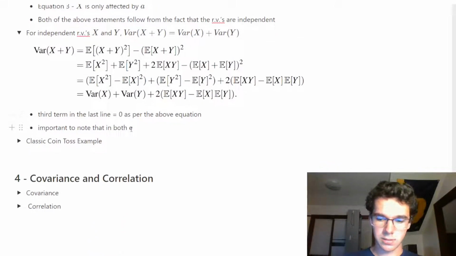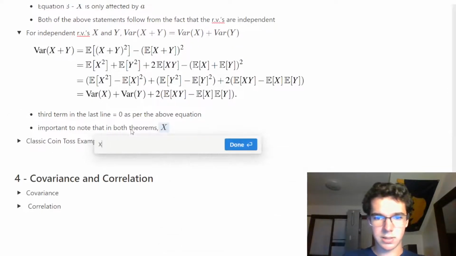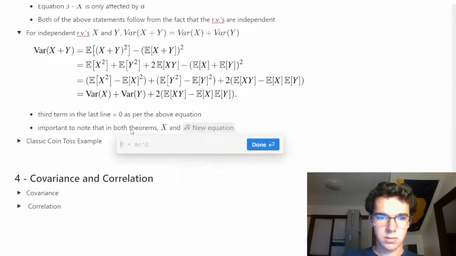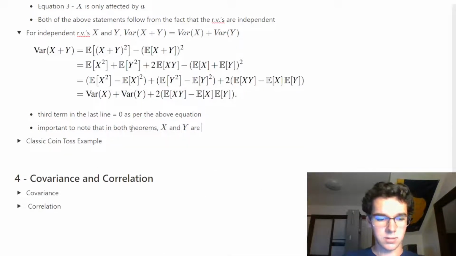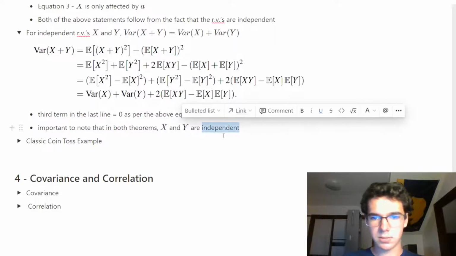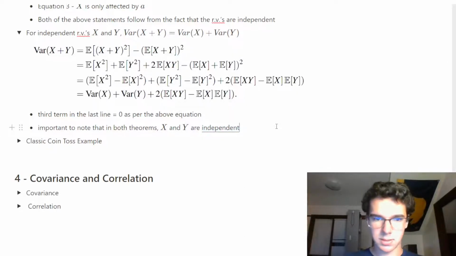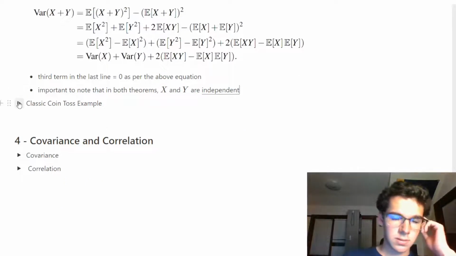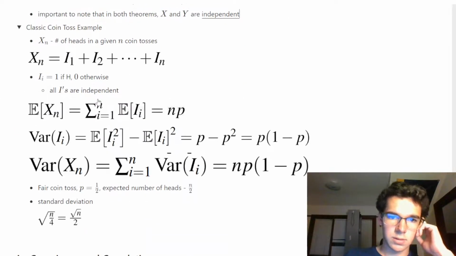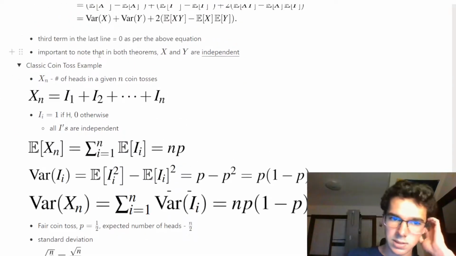I guess I will call them theorems. I don't know if they're... and we already stated this, but x and y are independent. This does not hold if they are not independent. So we're going to look at the coin toss example.